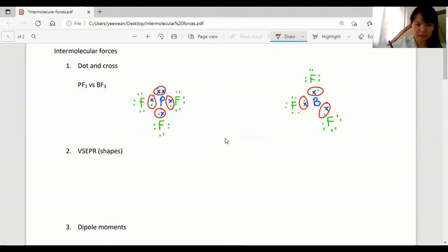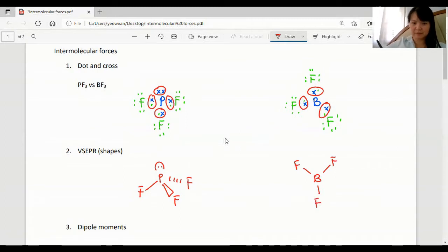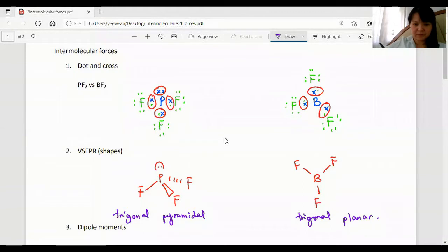So I'm going to draw the shapes here. P has a lone pair, PF3. And B, since there's no lone pair, it's flat, it's planar.